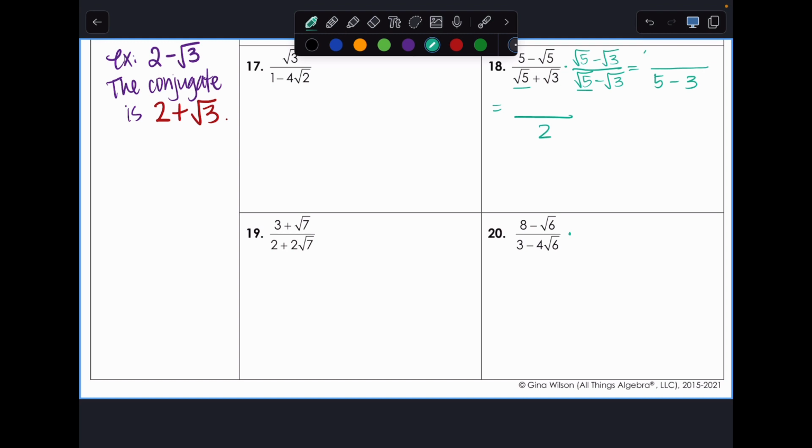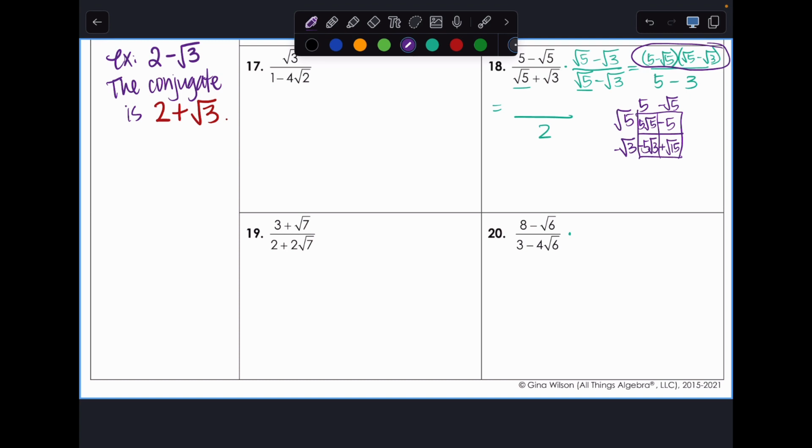Okay. Numerator is going to be 5 minus rad 5 times rad 5 minus rad 3. What do we use for this? We should use the area model, right? So if we use the area model on that one, 5 minus rad 5 and rad 5 times negative rad 3, we get 5 rad 5, negative 5, negative 5 rad 3, and rad 3 times rad 5 is rad 15. Negative times negative is positive, so I get rad 15.